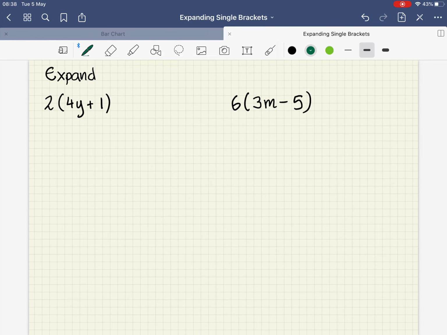Okay, next one. So here I've got 2 times 4y. So firstly, I'm just going to do 2 times the 4. And that's going to be 8. And so 2 times 4y will just be 8y. And then 2 times positive 1 is going to give us a positive 2.